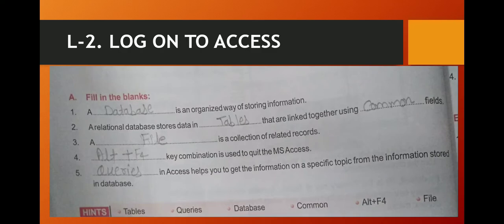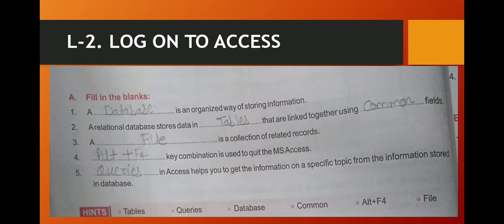Third, a dash is a collection of related records. Answer is file. A file is a collection of related records. Fourth, dash key combination is used to quit MS Access. So the answer is Alt plus F4. This is the shortcut key to quit MS Access.